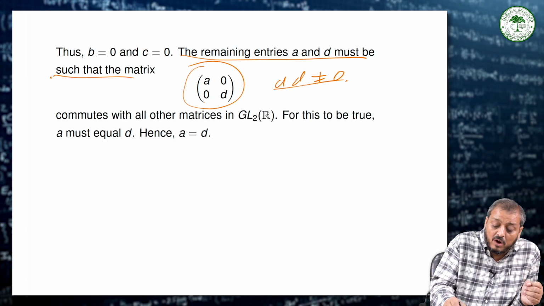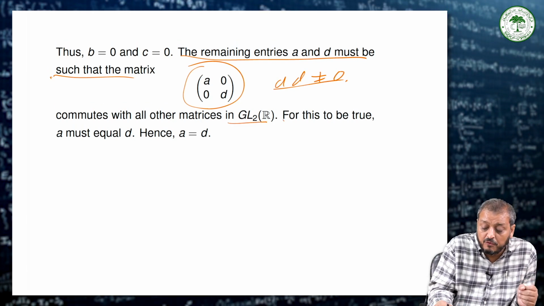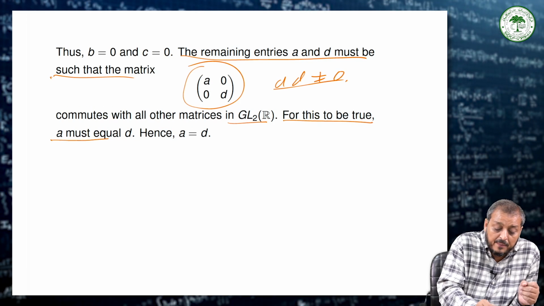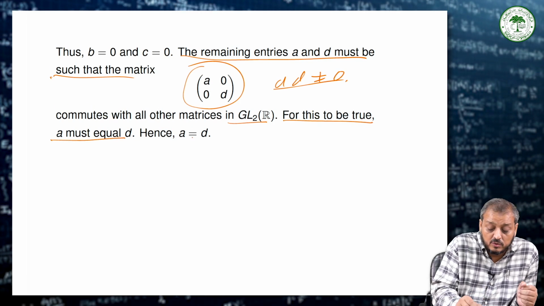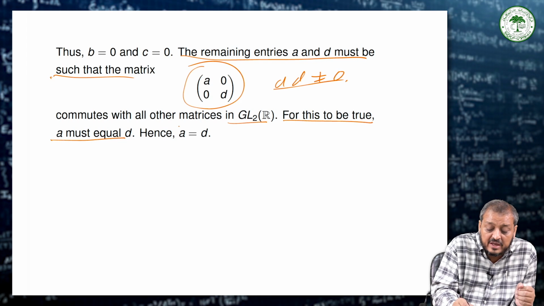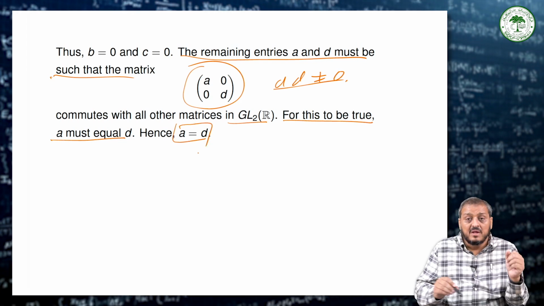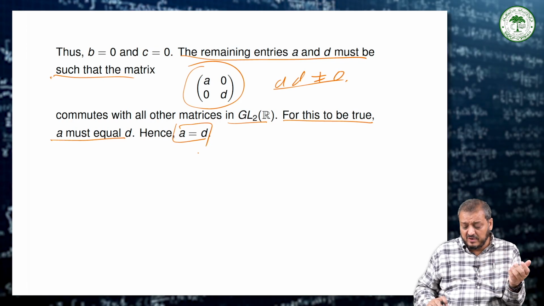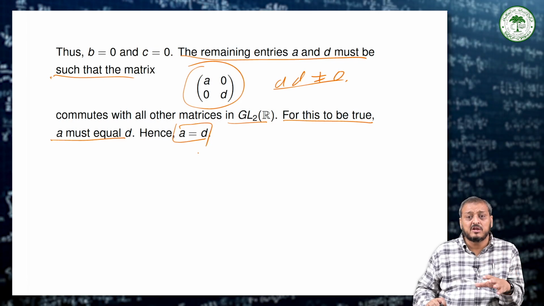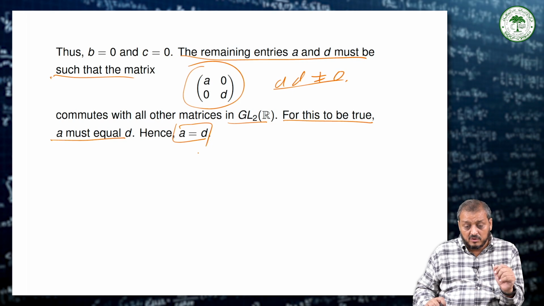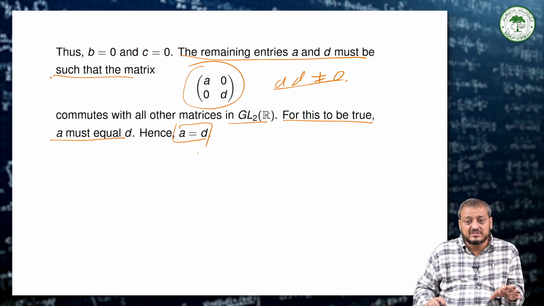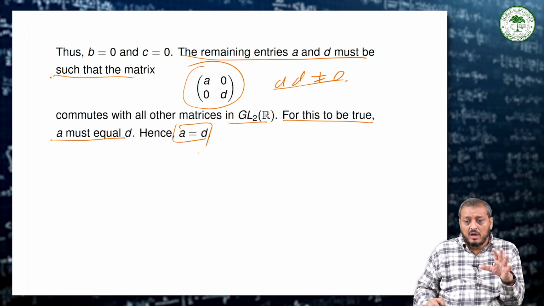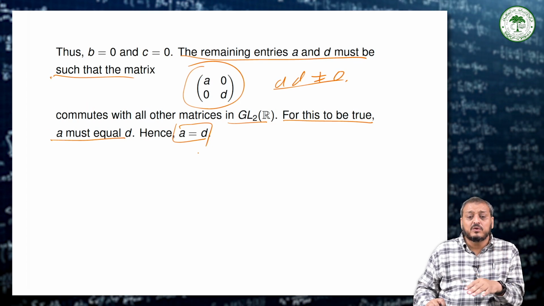To commute with all other matrices in GL2R, A must be equal to D. This is true when A is equal to D. If A is equal to D, we have A squared, and clearly the determinant of this matrix is not equal to 0. So A must be equal to D.